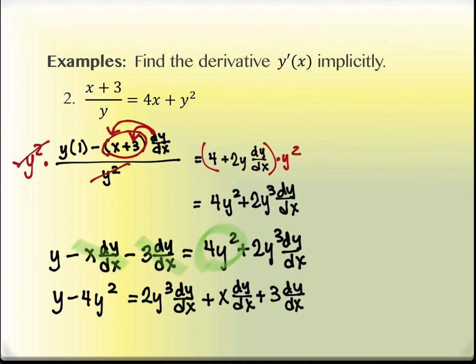Okay, is everybody good with that? We are doing just algebra at this point, but it looks different because of the dy dx. Here's the deal. Once we have dy dx all on the same side, and it's the only thing there, like every term on the right-hand side has a dy dx, we can factor the dy dx out. So I can pull dy dx out of every term. That leaves me with 2y cubed plus x plus 3.